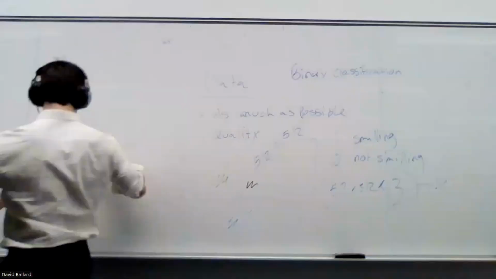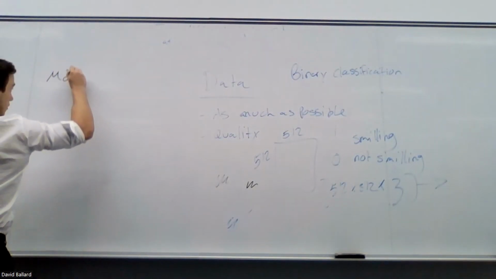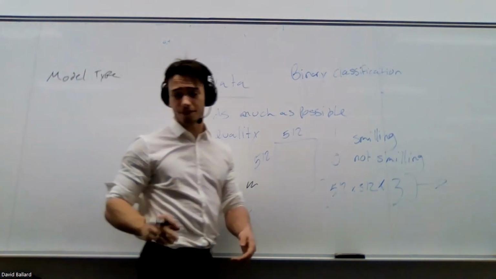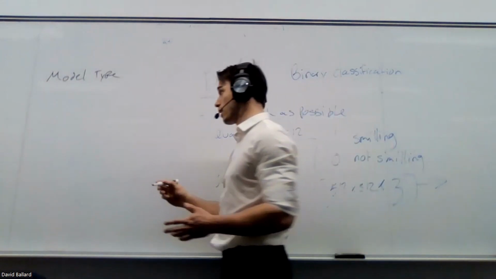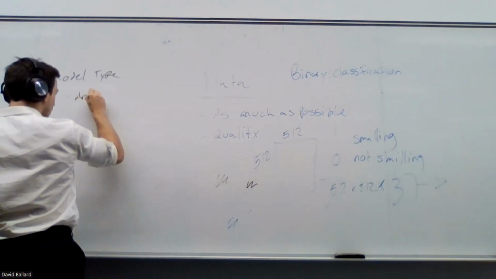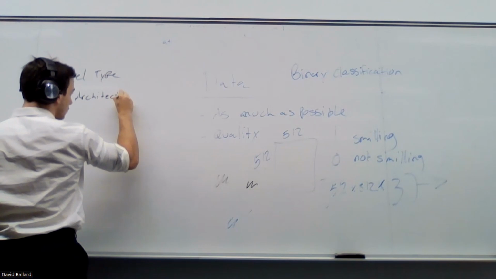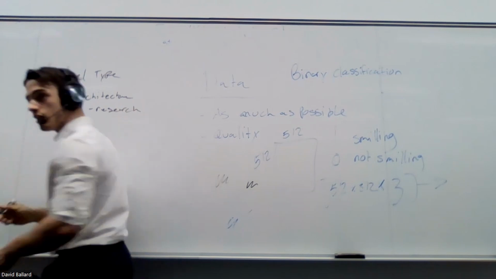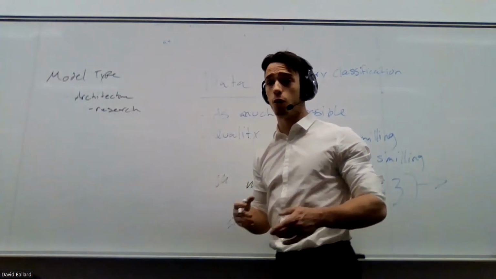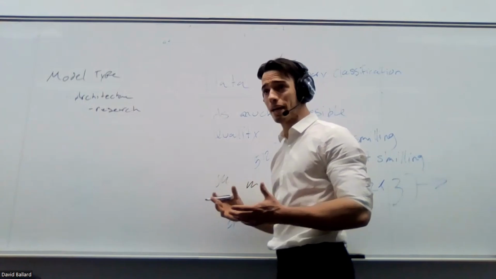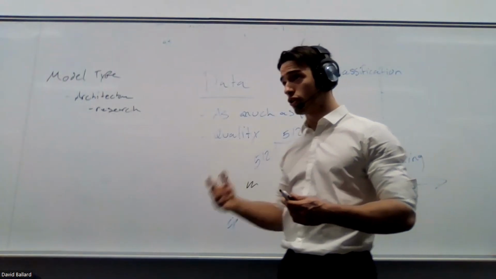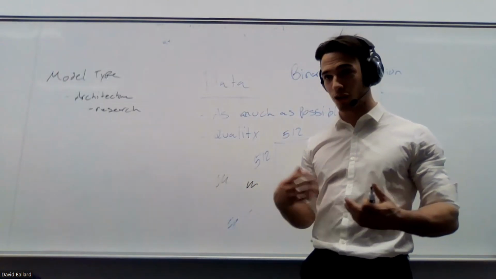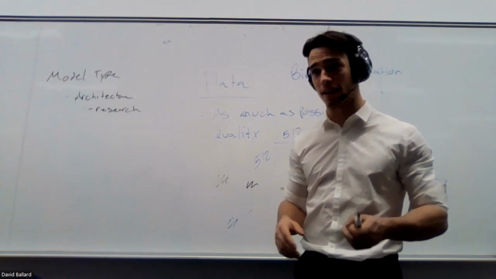Model type. We talked about this. What type of model? What type of architecture? This is where you have to do research. There's no answer to what type of model will be best, especially if you're tackling a new problem. If you're doing cutting edge research and you have a new task that no one's ever done, you need to figure out what type of model works best.